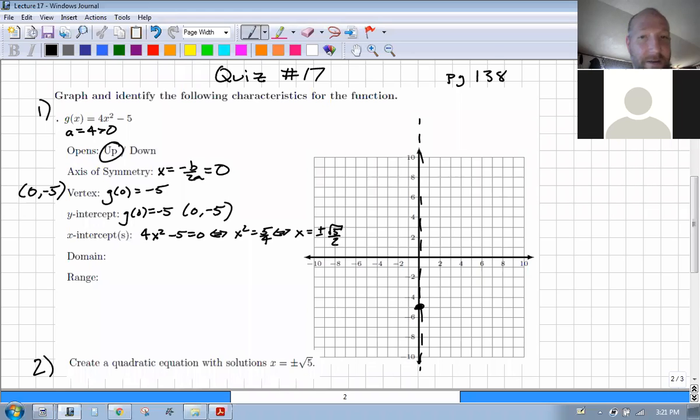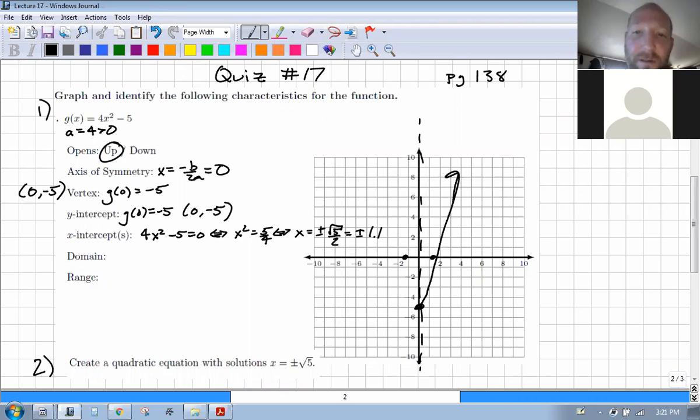All right, so 5, yeah, square root both sides. So I take 5, square root it, divide by 2. So this is plus or minus 1.1. So right here and right here.